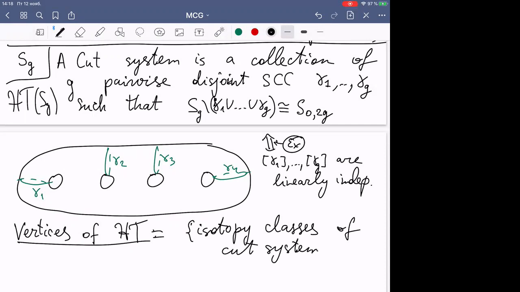So look, any cut system is a G minus one dimensional simplex of the curve complex, but now these are interpreted as vertices, not as simplices.